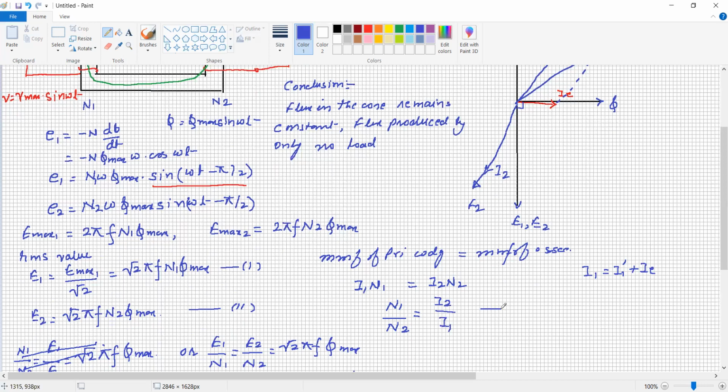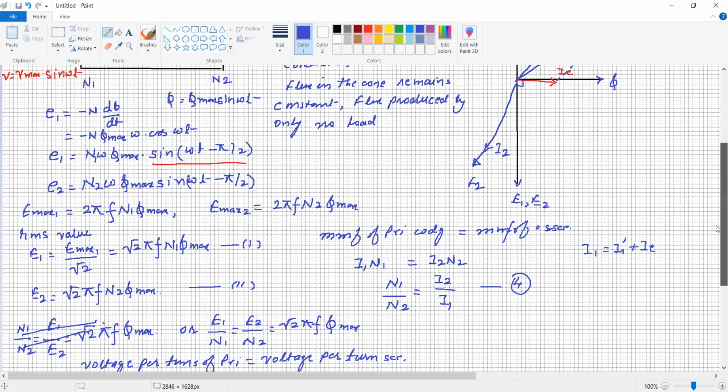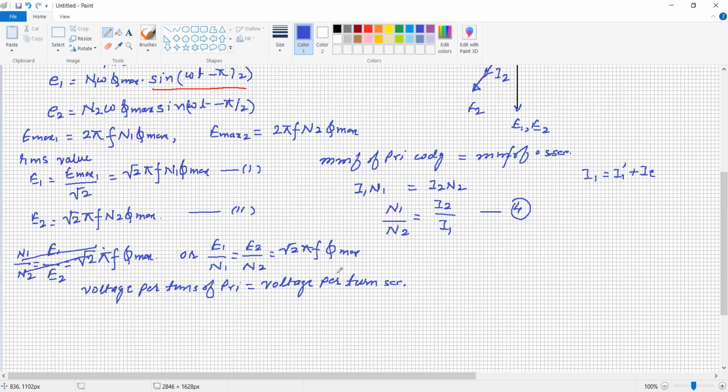Say this is equation number 4. Now we have equation number 3. What is equation number 3 here? This is our equation number 3. From this equation number 3, we can write N1 upon N2 is equal to E1 upon E2. Look at this equation number 3, the same equation, just arranged.